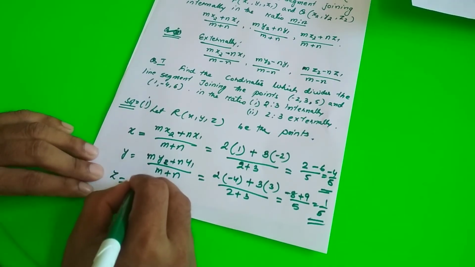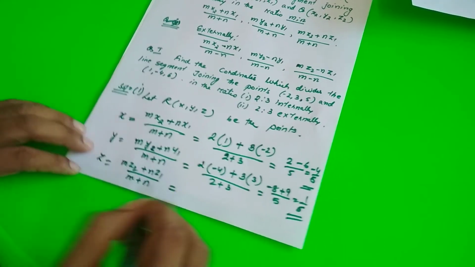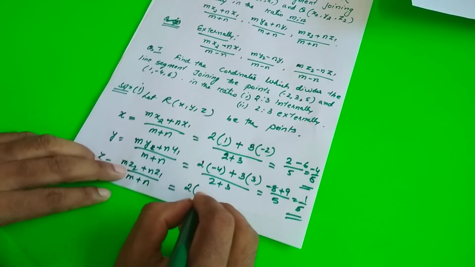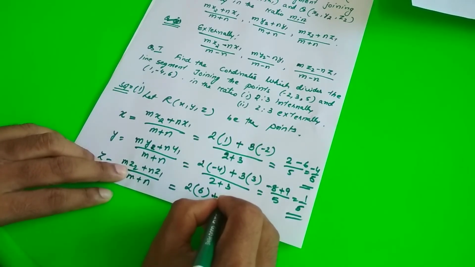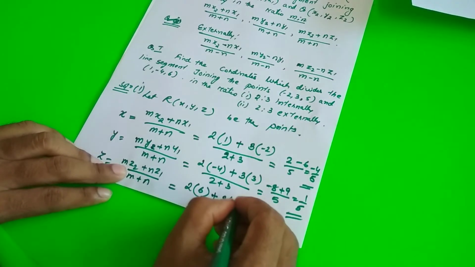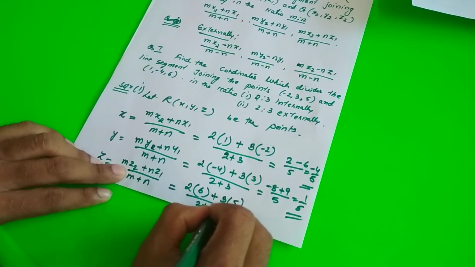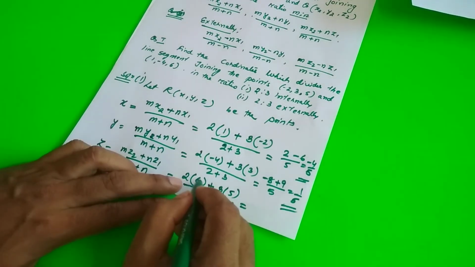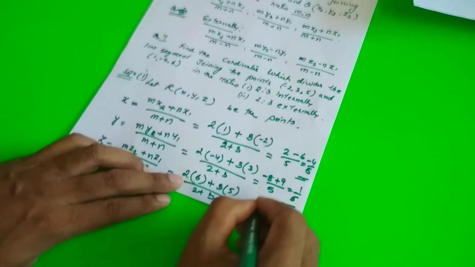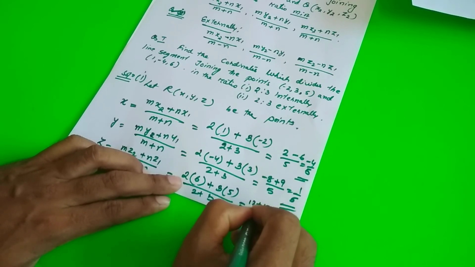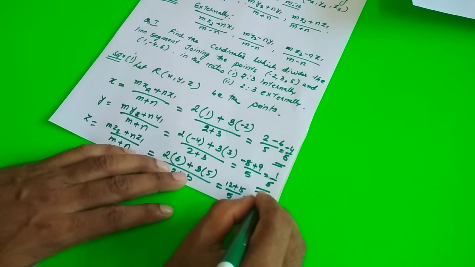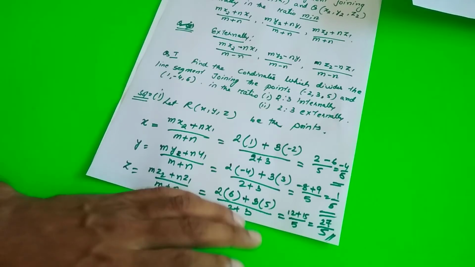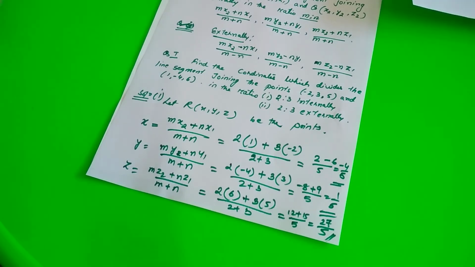For z: (m z2 plus n z1) divided by (m plus n) equals 2 times z2, which is 6, plus n is 3, z1 is 5, divided by 2 plus 3. How much? 6 times 2 is 12, 5 times 3 is 15, so (12 plus 15) by 5. This is nothing but 27 divided by 5. Very simple concept.